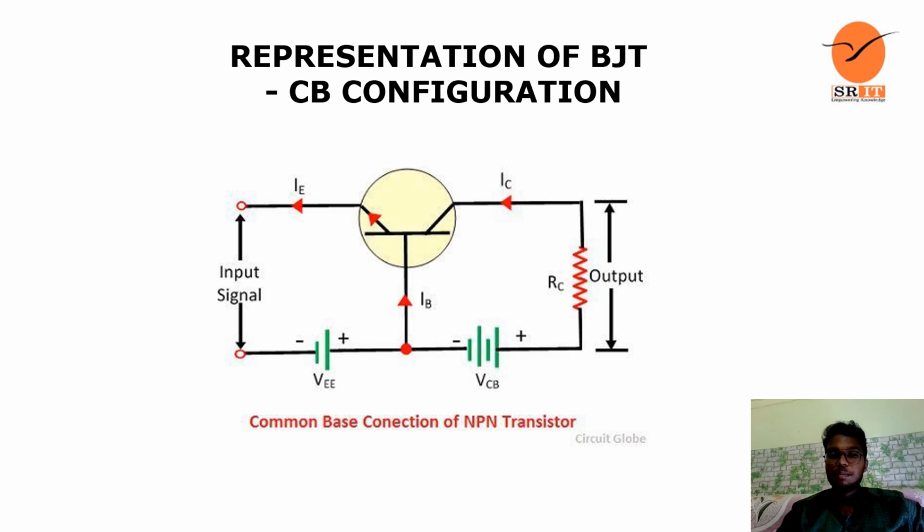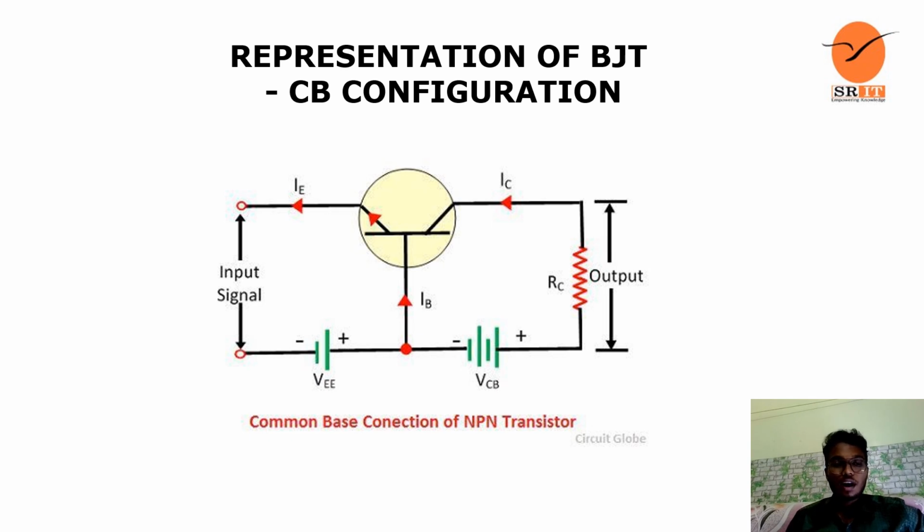Representation of BJT CB configuration. So you could see here a transistor is taken, where this left side is called E, B, C: emitter, base, and collector from the other side. So the current from E is taken as IE, and the current that is coming to the C is called IC, that is collector. And down here the base is common between E and C, that is between emitter and collector. There is a common base connected to some voltage.